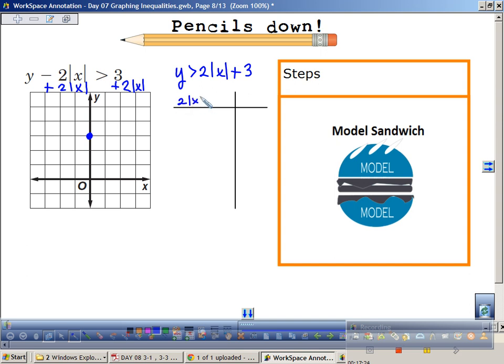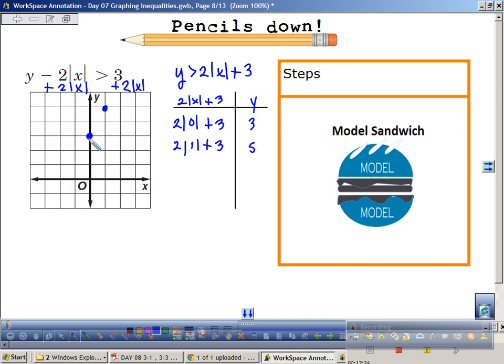So I'm going to put 2 times the absolute value of x plus 3, and over here is going to be y. So I'm testing 0, and I'm hoping I'm going to get 3, right? I'm going to substitute in 0 for x, so 2 times 0 plus 3, and yes, in fact, I get 3. Where would you test next? I test 1. I get 5. Over 1, 1, 2, 3, 4, 5. Correct?